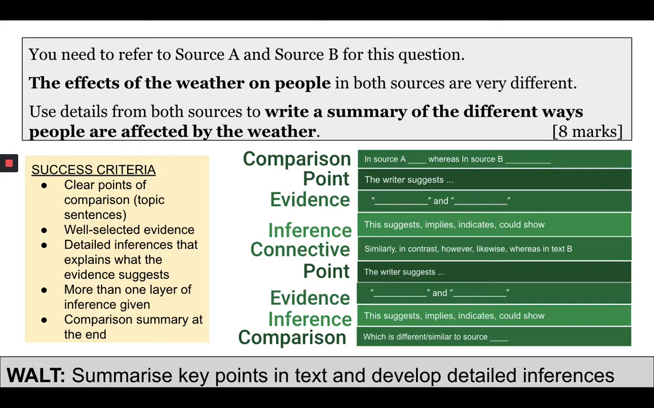So really focus on the best bits of your evidence and detailed inferences that explain what the evidence suggests. Use the word because in there. So this suggests that people were still able to get about because people were still walking about and could still get about the city. Try that. Just try using the word because, and it will automatically push your explanation on. And then use your connective, shift to the other text, do the same thing, and tie it up again. And you need to do that twice for a good response.